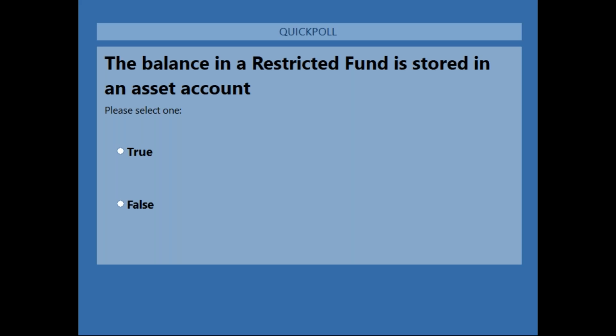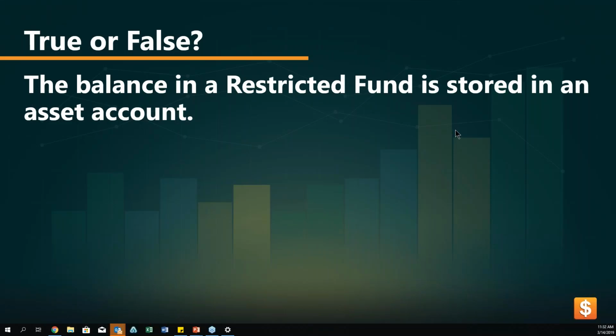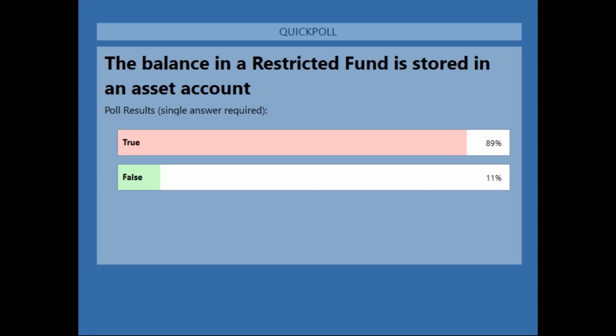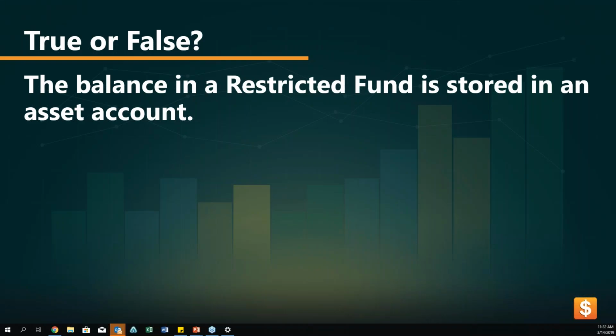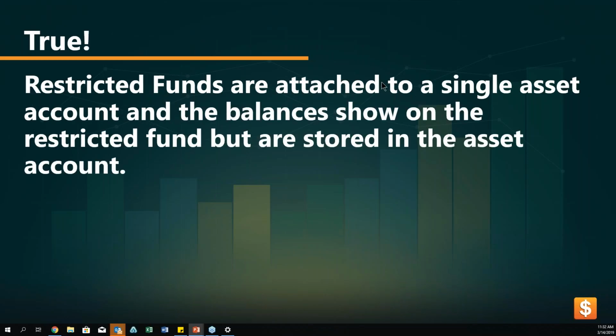Okay, so I'm going to go ahead and close the poll and share the results. So we had 89% say true and 11% say false. So I'm going to hide the results and share the answer. And the answer is true. Restricted funds are attached to a single asset account, and the balances show on the restricted fund, but they are stored in the asset account.